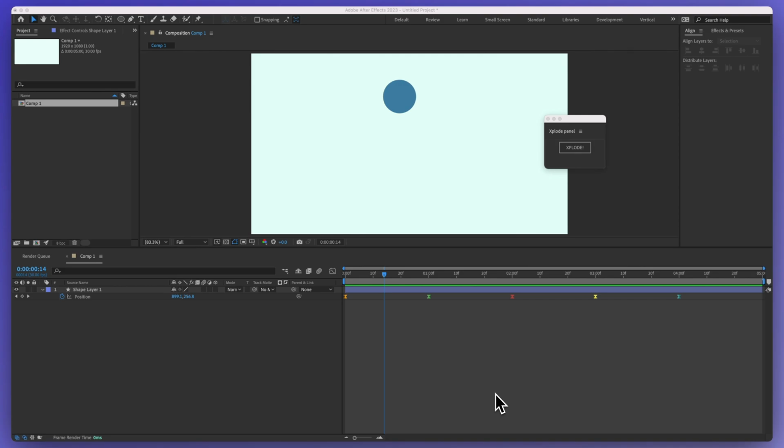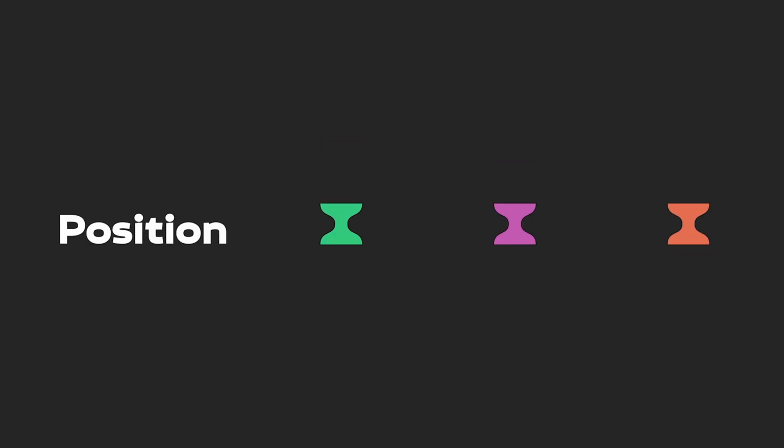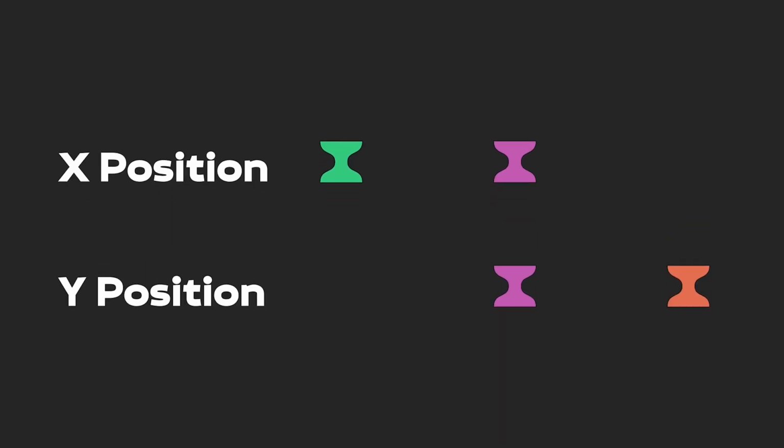Hey everyone, Jeremy here with AE Screens, and in this video, I'm going to be showing you my latest After Effects tool called Explode. What this allows you to do is separate the position property into different dimensions while retaining any easing or labels you might have.